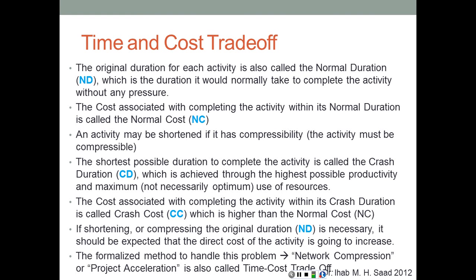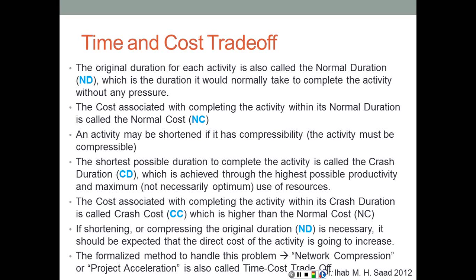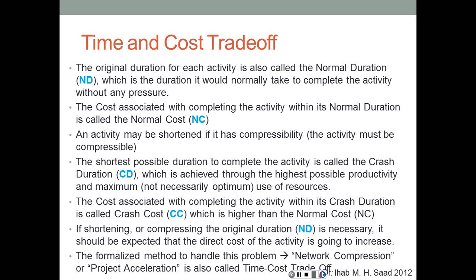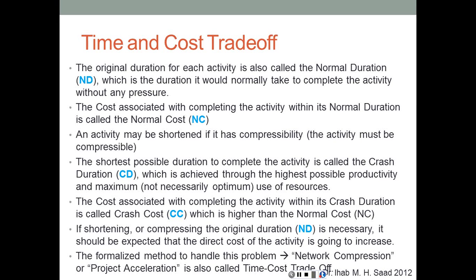We might use resources more than the normal rate. There's going to be probably a lot of waste in some cases, but again, we might at the end be able to finish a little bit faster. The cost associated with completing the activity within the crash duration is called the crash cost, which is higher than the normal cost. So normal duration is longer than crash duration, but crash cost is higher than normal cost.